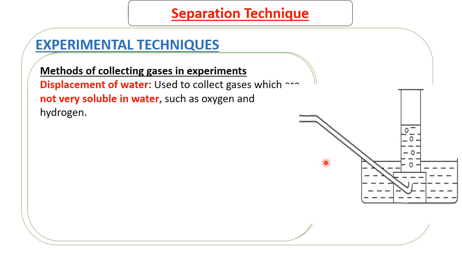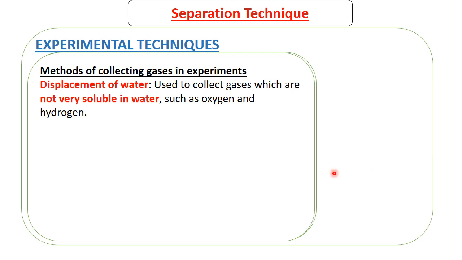And this is not hard to remember, because this is how the apparatus of displacement of water is arranged. Your reaction, or whatever produces the gas, will be happening this side. The gas will be collected here, and it will go through this pipe. When it reaches here, it will come out. And once it comes out, if it is soluble, it will mix with water. But if it is not soluble, it will form bubbles, of course, which will rise up and your gas will be collected here. So this is the displacement of water.